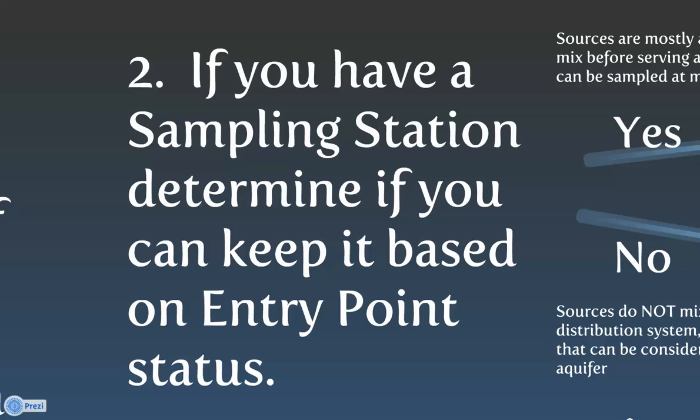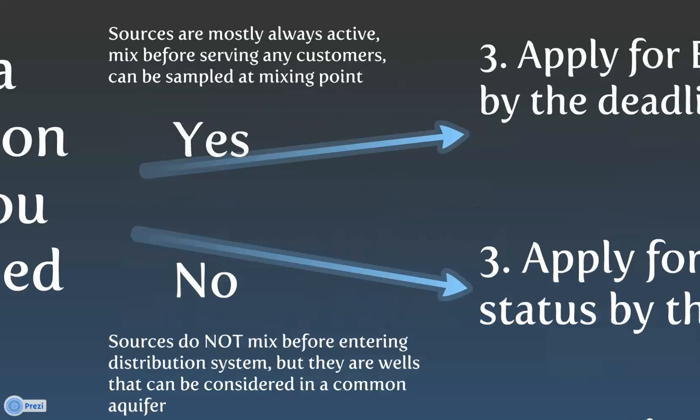But if your sources are almost always active, they mix before serving any customers, and they can be sampled at a mixing point, then you want to apply for the entry point sampling. If your sources do not mix before entering the distribution system, but they are wells that can be considered, or you believe that they are part of a common aquifer, then you want to apply for the common aquifer status.